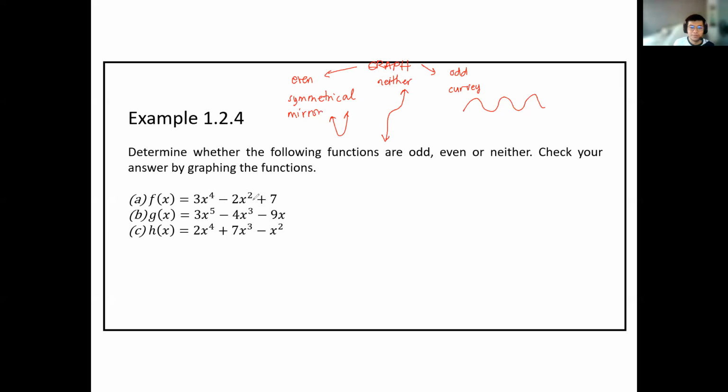So I think you can verify this later once you are able to understand this one. So check your answers by graphing the function. Just try to graph it using Desmos.